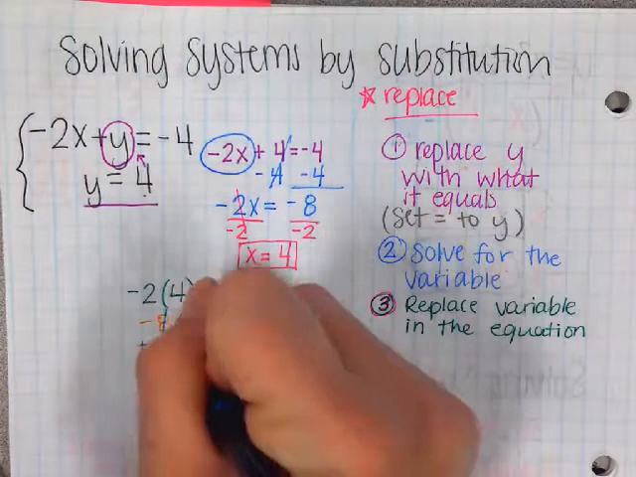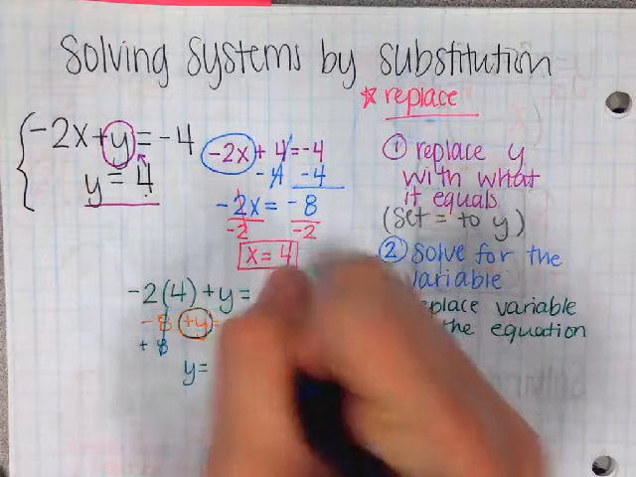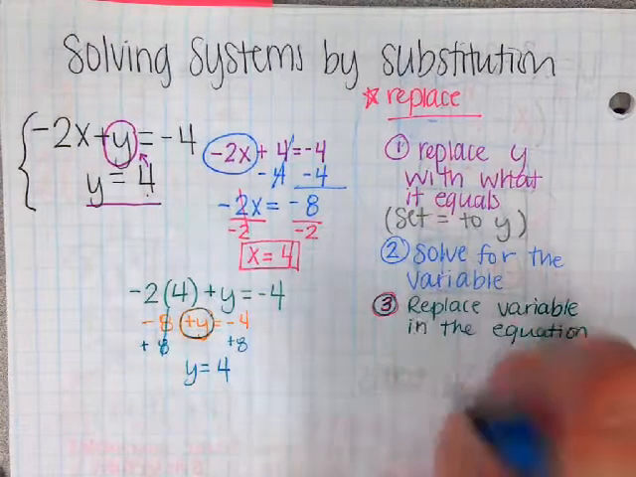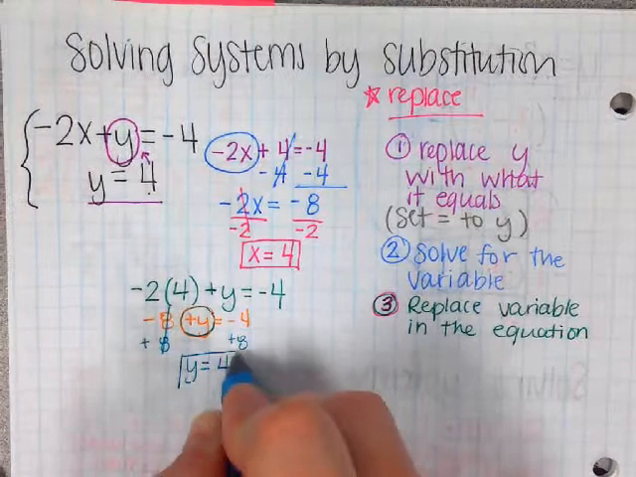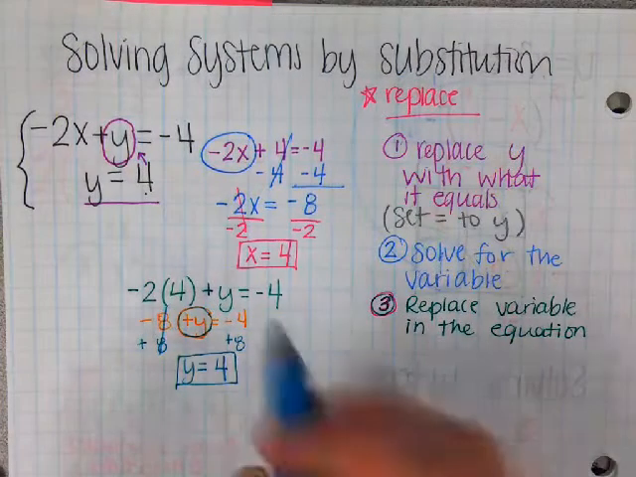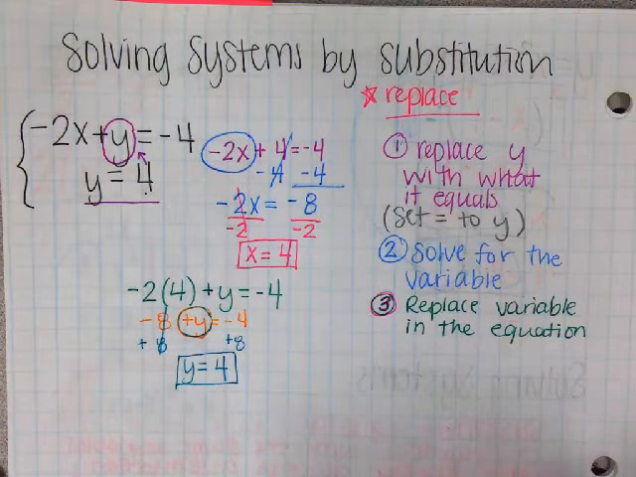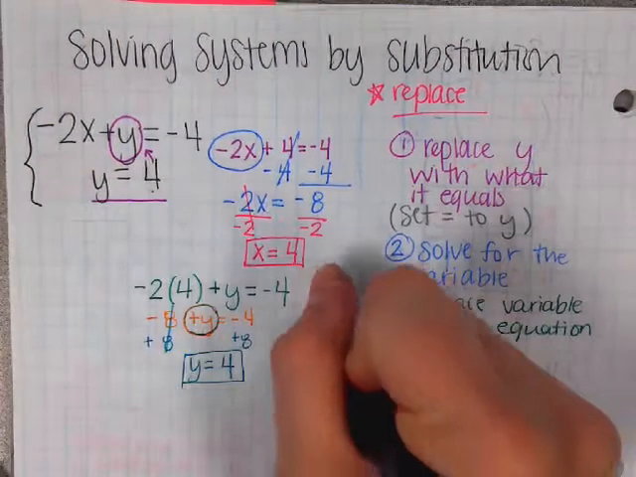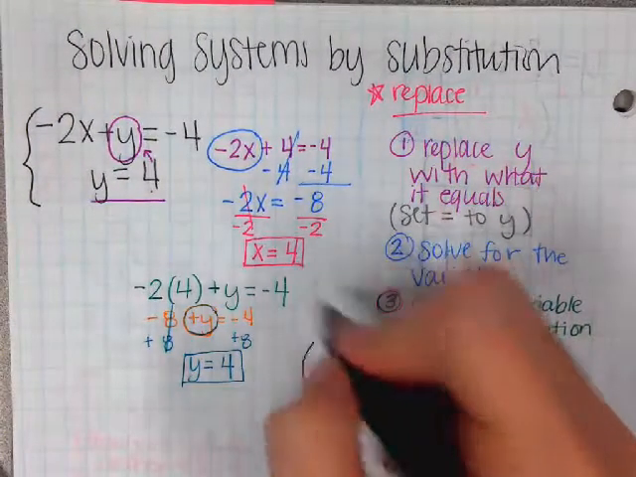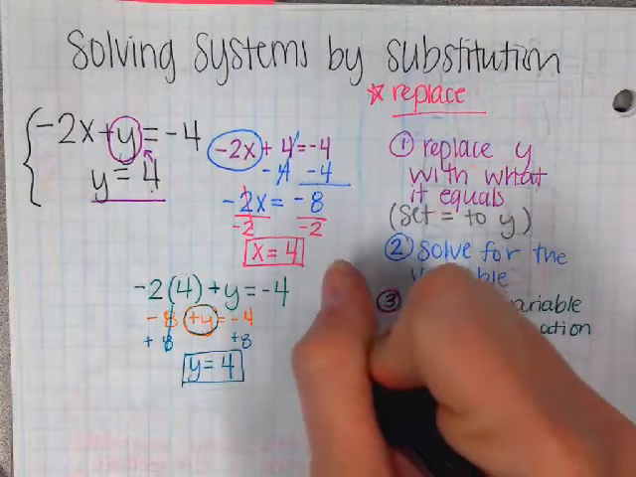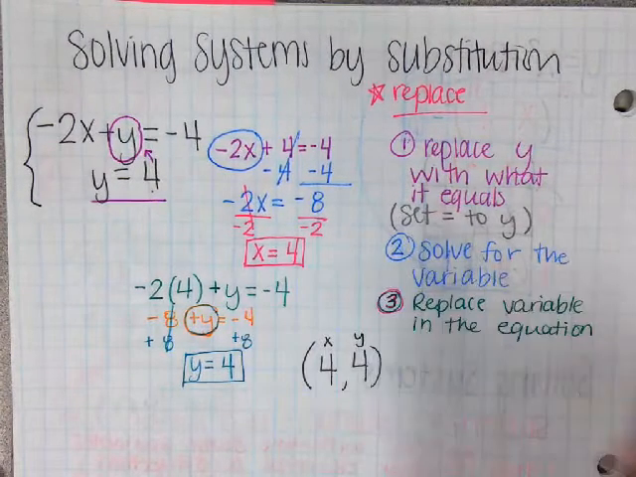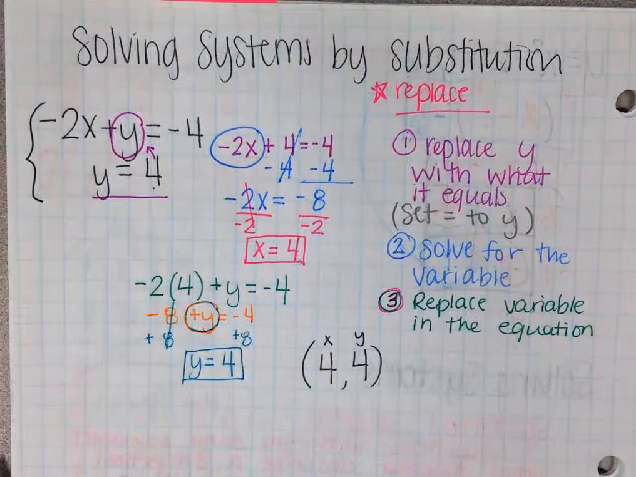Add 8. So y equals negative 4 plus 8, or 8 minus 4 would be 4. So I did box those, but remember you have to write your solution as x, so 4, comma 4, which is y.